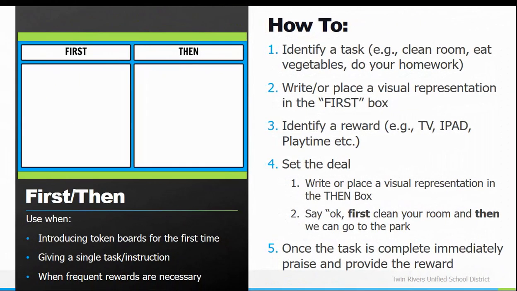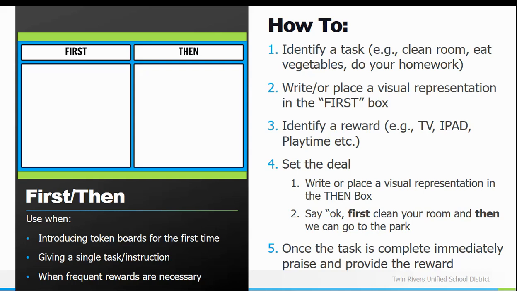The first then board is used when introducing token boards for the first time, giving a single task or instruction, or when frequent rewards are necessary. So how do we use it? The first part of the board represents the task that you want done, and the then part of the board represents the reward. So, for example, you would use the board like this.